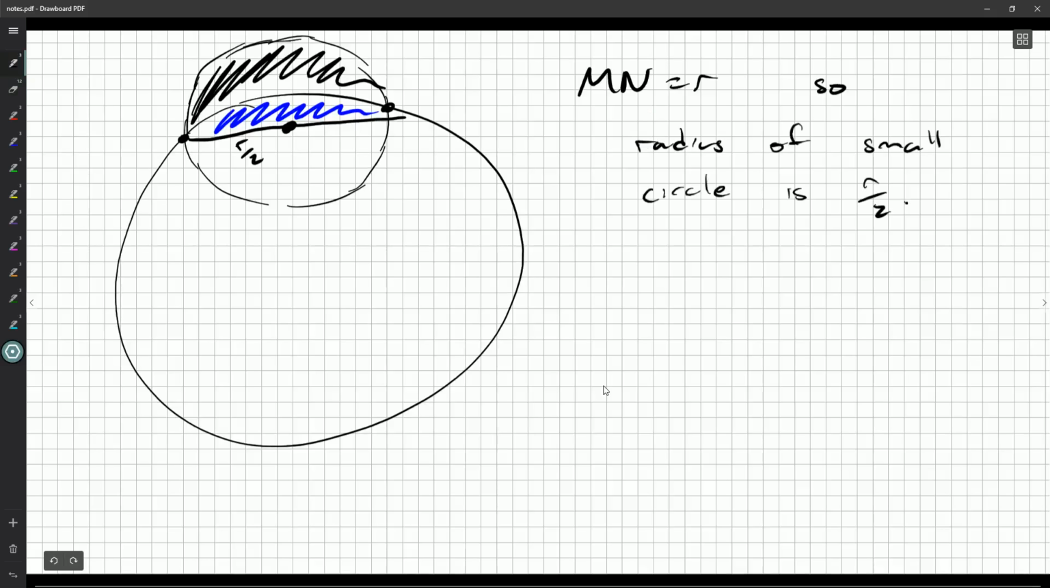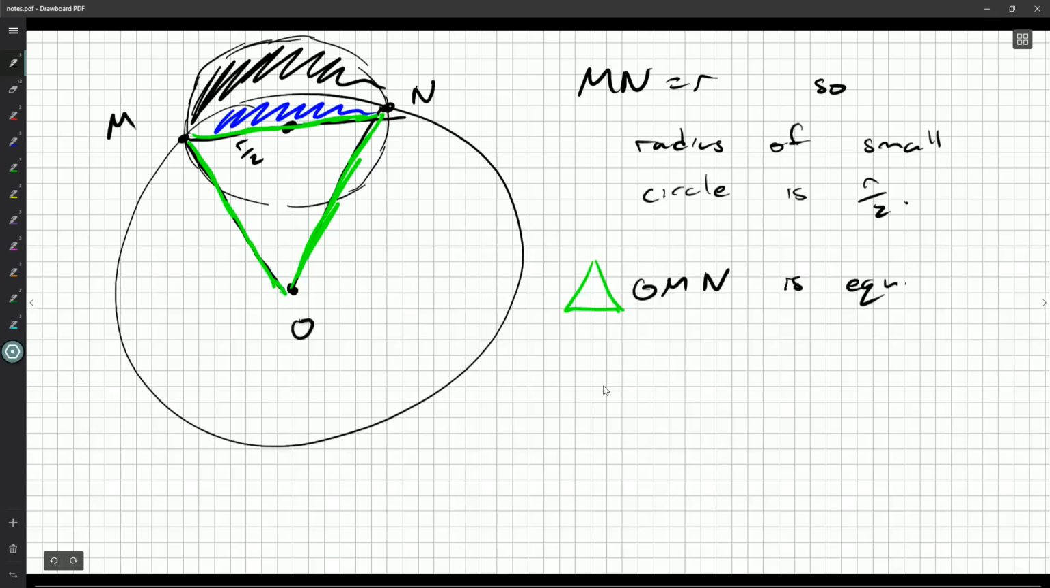Okay, so what else can we do? Well, we also know M and N connect up to O. And we know that, I'll use some green here, OM, ON, these are length R because that's the radius, but MN is length R. So I've got a nice little equilateral triangle. So triangle OMN is equilateral. Okay? And that means that I'm going to get 60 degrees here. Now, I'll get 60 degrees everywhere else, but why do I care about the 60 degrees at the bottom there?